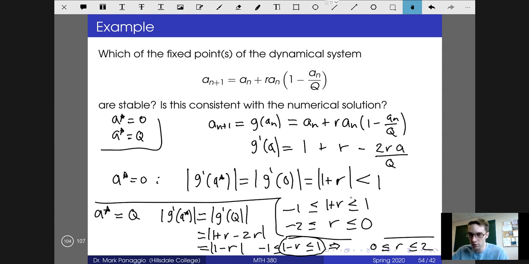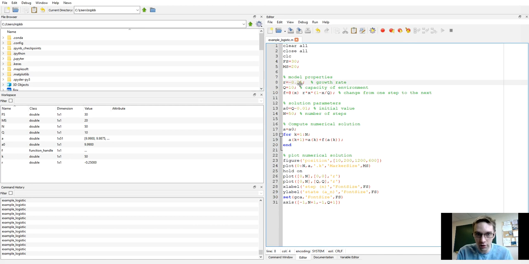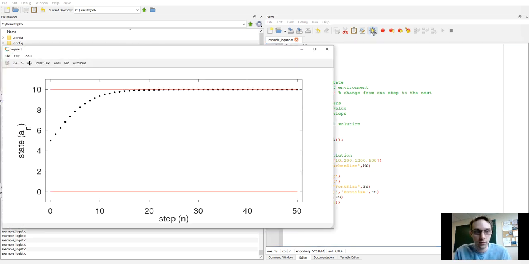Let's go back to our numerical solution and check to see if that's reasonable. All right, so we'll start with an R value that's positive, and I'm going to start our initial value right in the middle to see which one it's going to approach. And so A0 is just going to be Q over 2. And so if R is 0.25, that's definitely between 0 and 2, and our analysis before suggested that means that Q is the stable fixed point. And we see that indeed it does seem to approach the value of Q, which was 10 here.